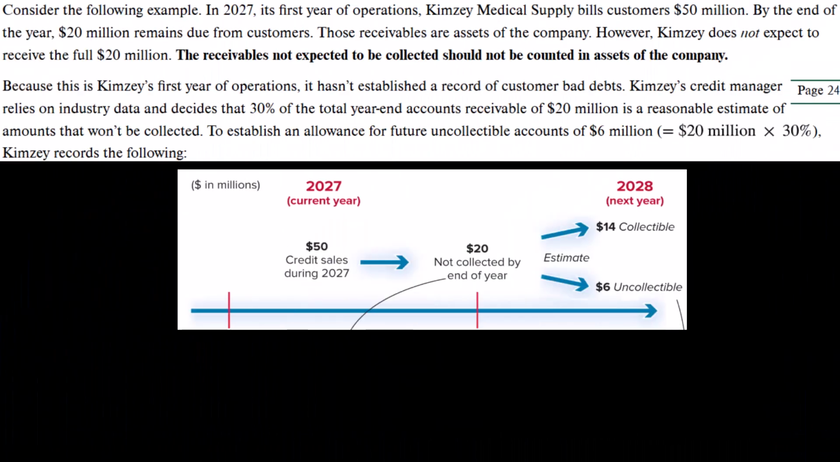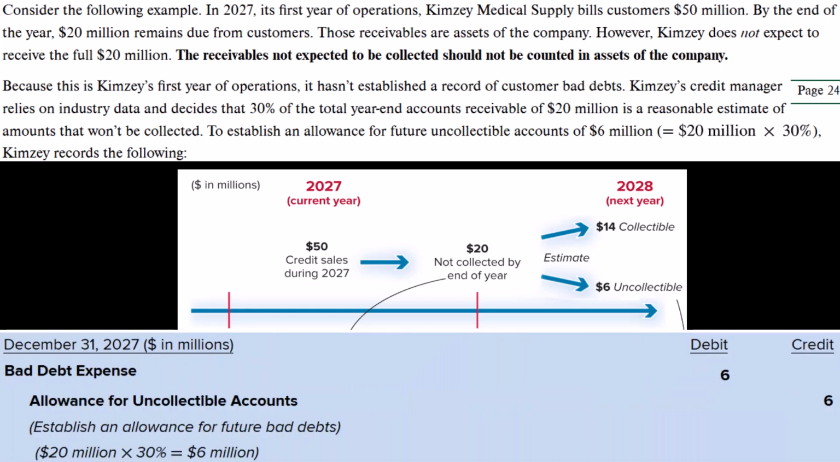Kimsey Medical Supply has $20 million in accounts receivable and, based on industry data, estimates that 30% or $6 million will not be collected. At the end of the year, Kimsey makes an adjusting entry to reflect this estimate. They debit bad debt expense for $6 million and credit allowance for uncollectible accounts for $6 million. This entry records the estimated expense in the current year and establishes our allowance.